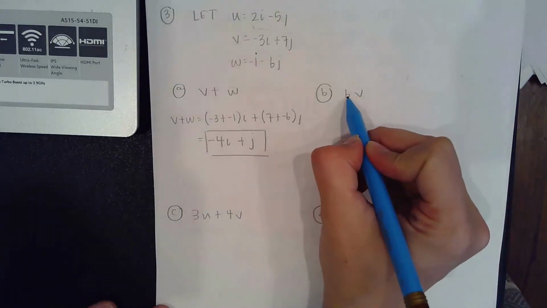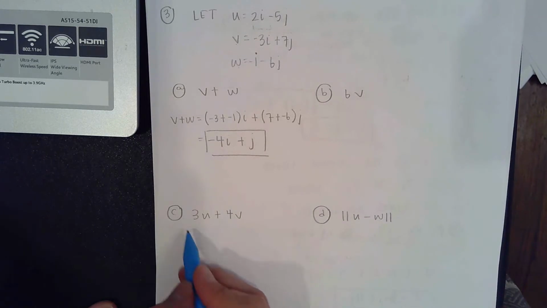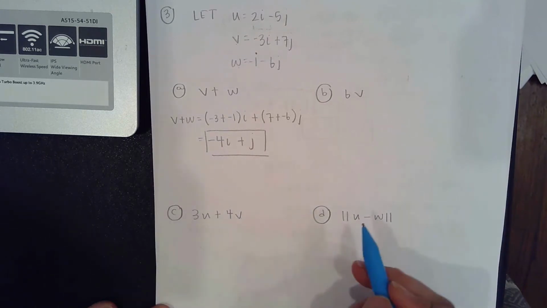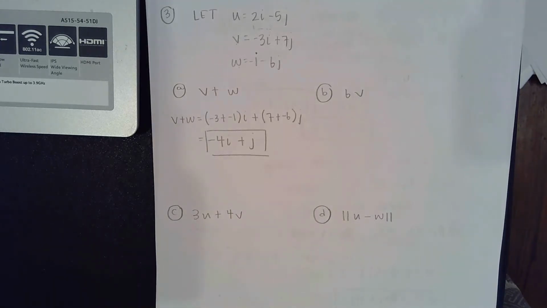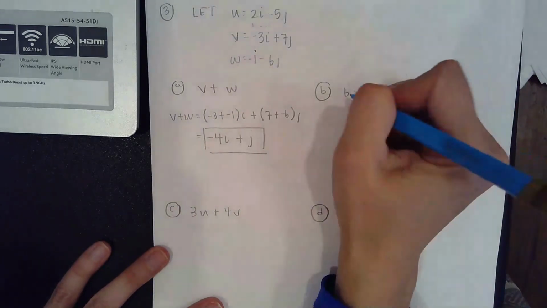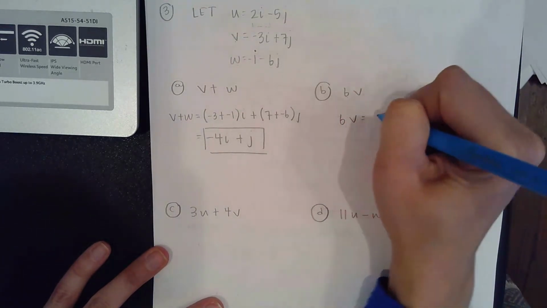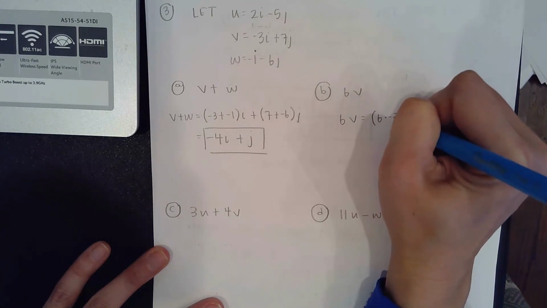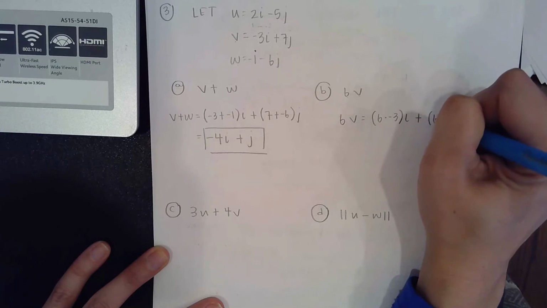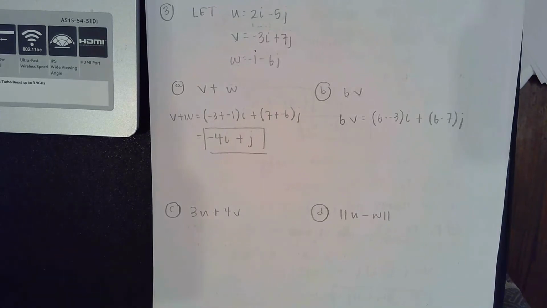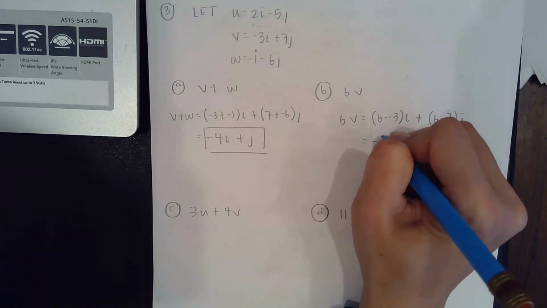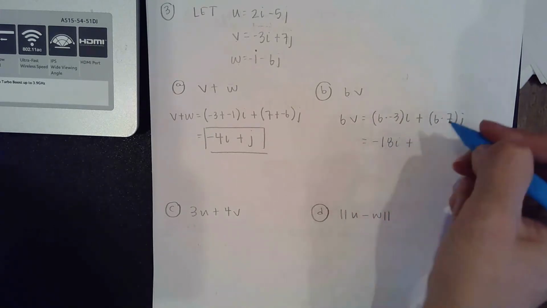Okay. B here says 6 times v. Down here for C, this is 3u plus 4v. And then here I want to find the magnitude of u minus w. So I want you to try to do those for me real quick. Alright, so 6v here would be 6 times negative 3i plus 6 times 7j. So that would be negative 18i plus 42j.